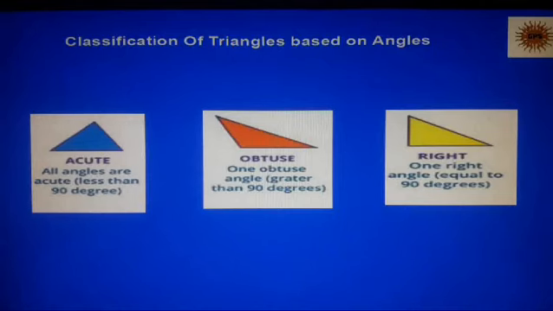Now class, in this chapter, we will be dealing with congruency. So we must understand the concept of congruency. Congruency is what? When two or more figures completely overlap each other, then they are called congruent figures. They should completely overlap each other. That is, no part must be extra or no part must be missing.